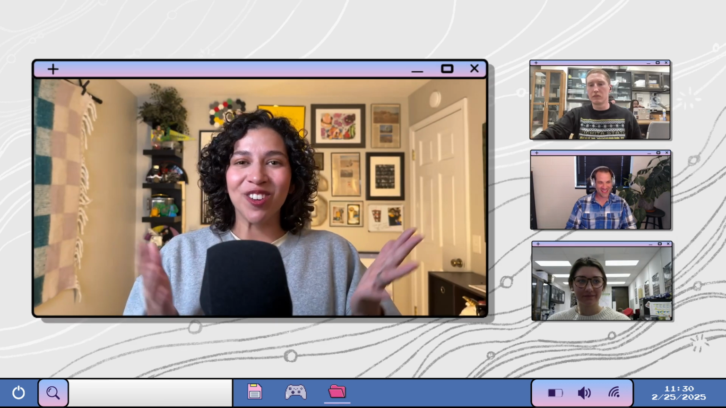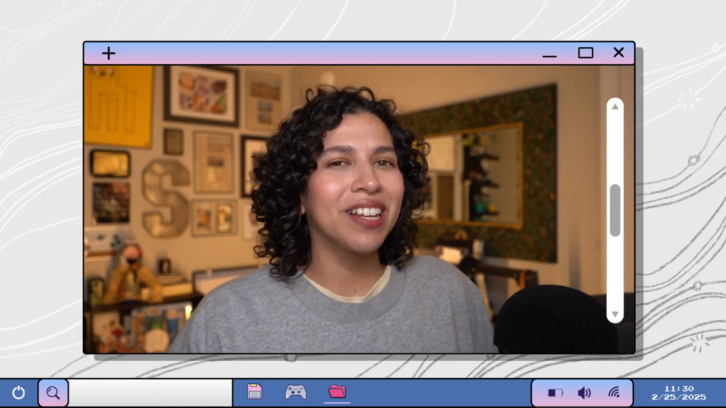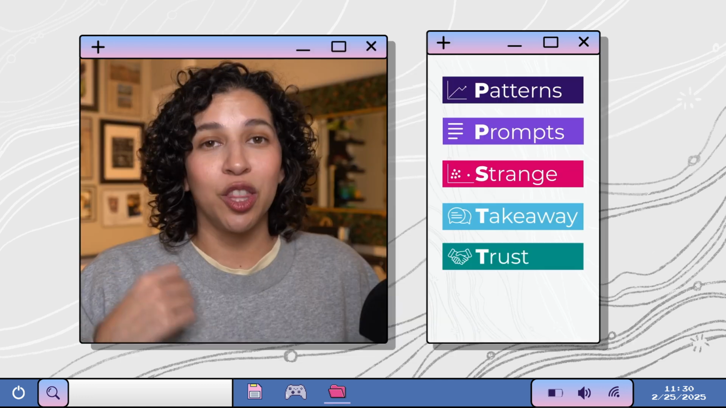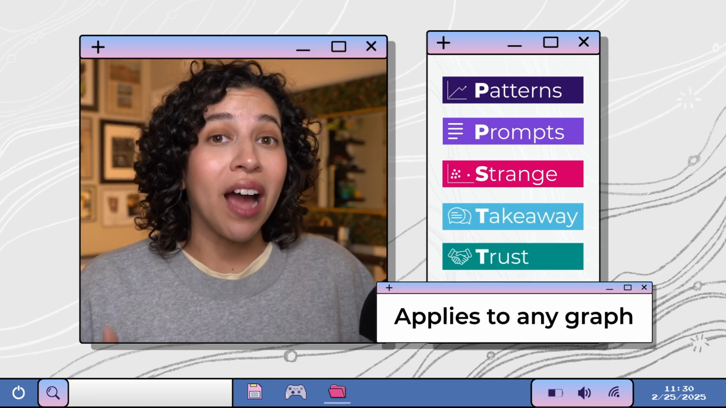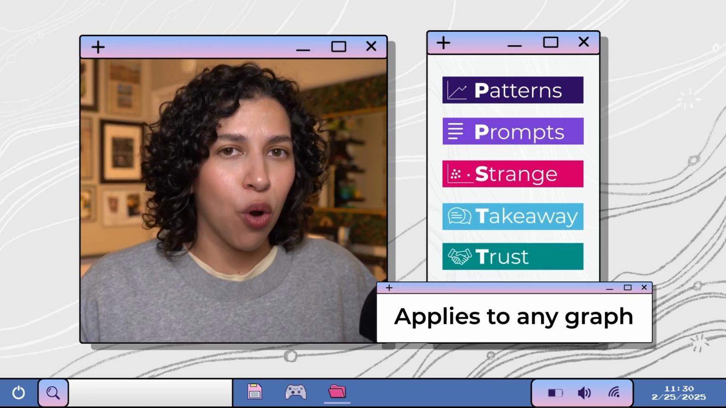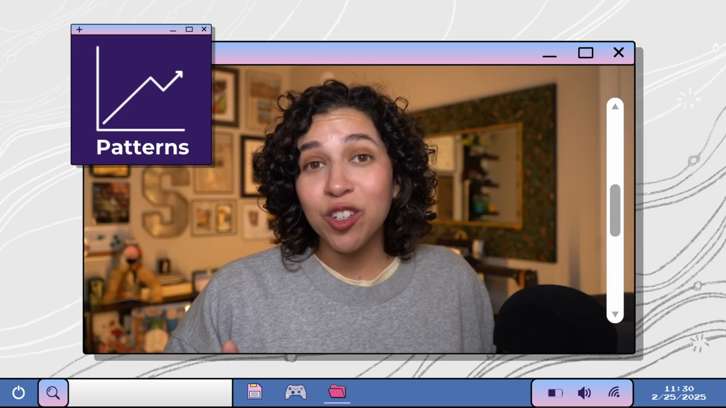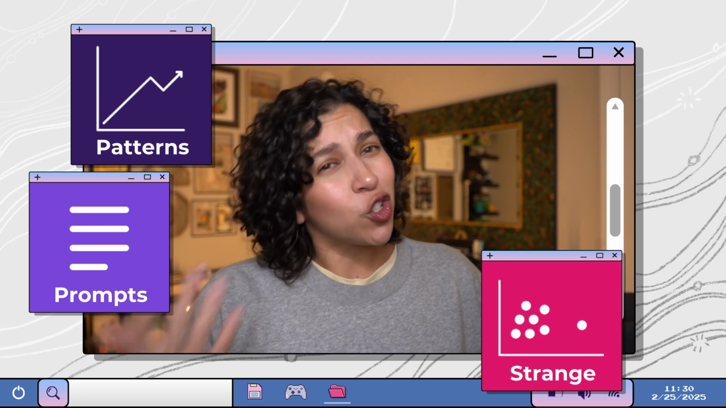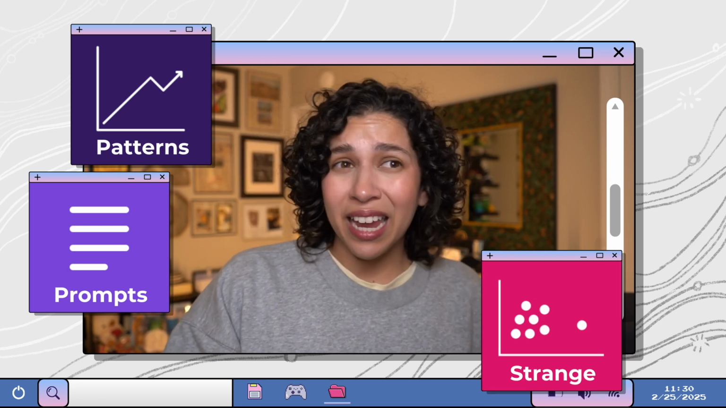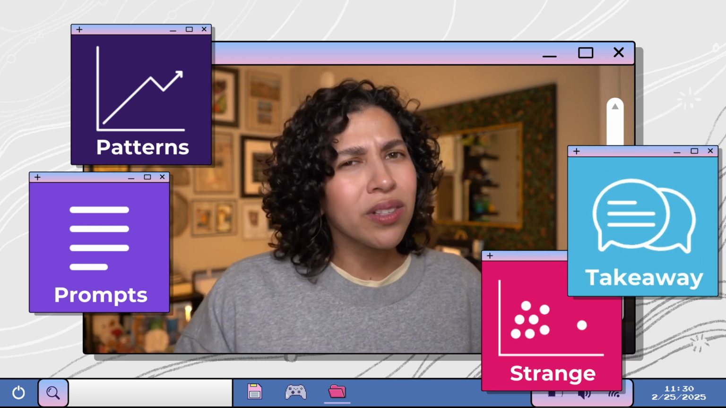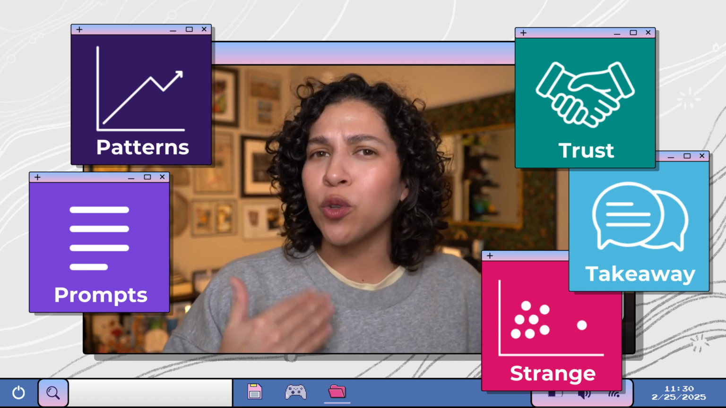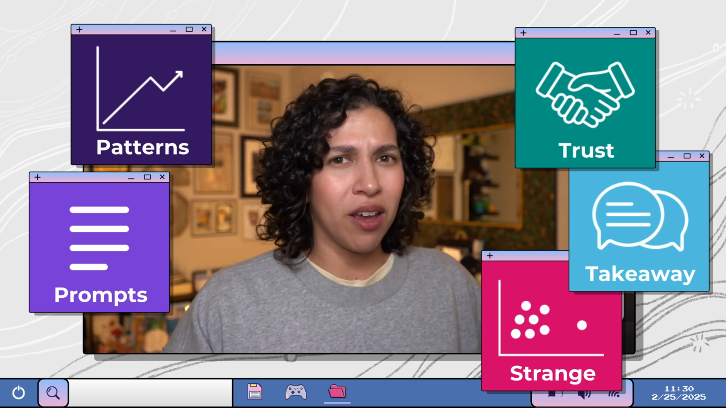All right, thank you everyone for sharing your graph reading skills with us. That was pretty cool to see how ecologists were able to read a graph they've never seen before. The great thing about this framework is that it applies to any graph. Just remember this approach when you're confronted with new data. Ask yourself, what patterns do I see? What do the text prompts tell me? Is there anything strange, like outlier points, missing data, or weird scales of measurements? What's the takeaway? And do you trust it? Is there anything such as a questionable or unknown source that makes you doubt the takeaway?